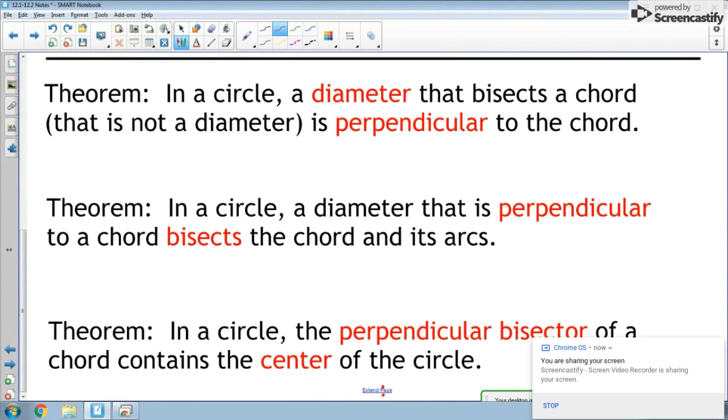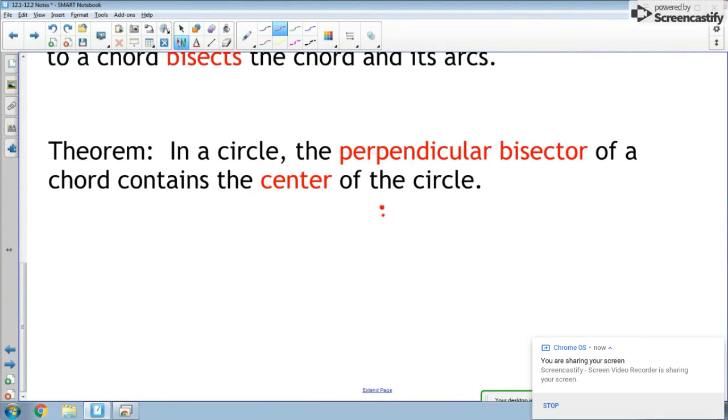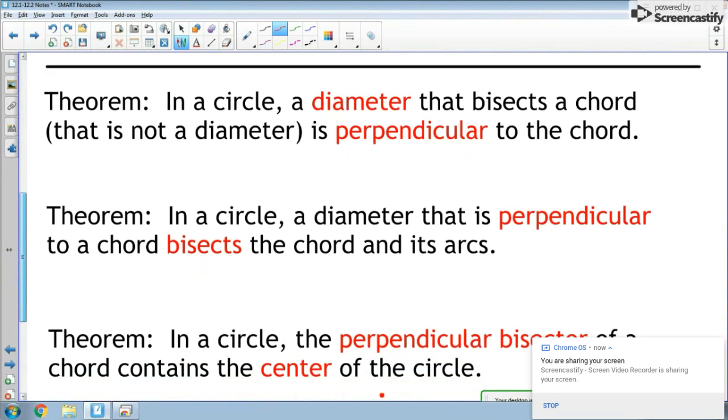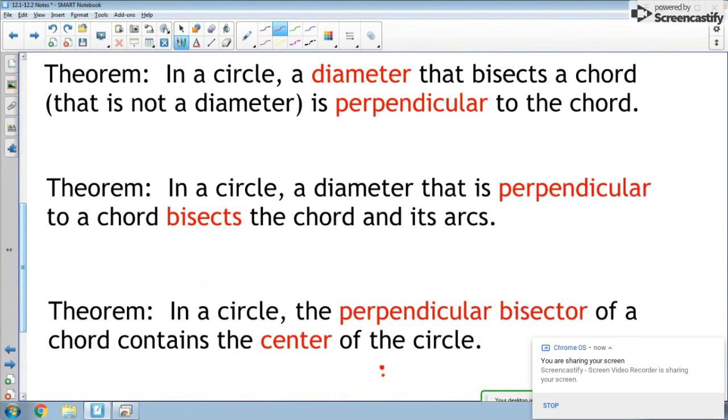In a circle, a diameter that bisects a chord is perpendicular to the chord. Okay. So a diameter that bisects a chord that is not a diameter is perpendicular to the chord. A diameter that's perpendicular to a chord bisects the chord and its arcs. The perpendicular bisector of a chord contains the center of the circle. So hopefully we can do some work with that. This video is going to end eventually, but pause it and try to write those things down. And try to just understand what they mean.